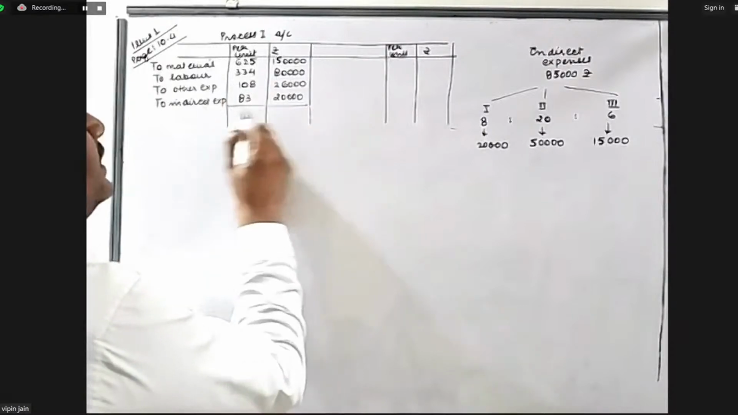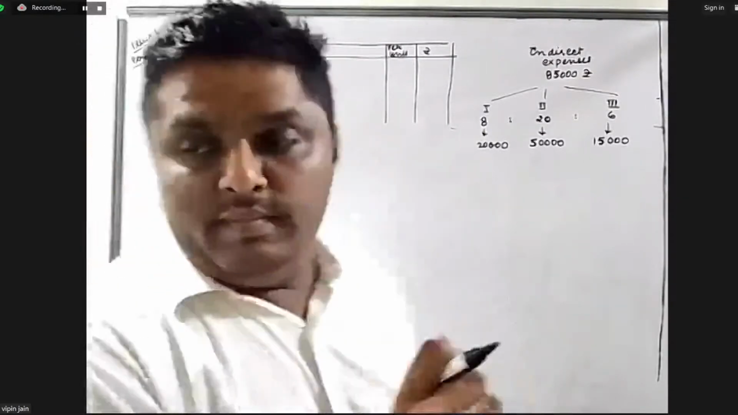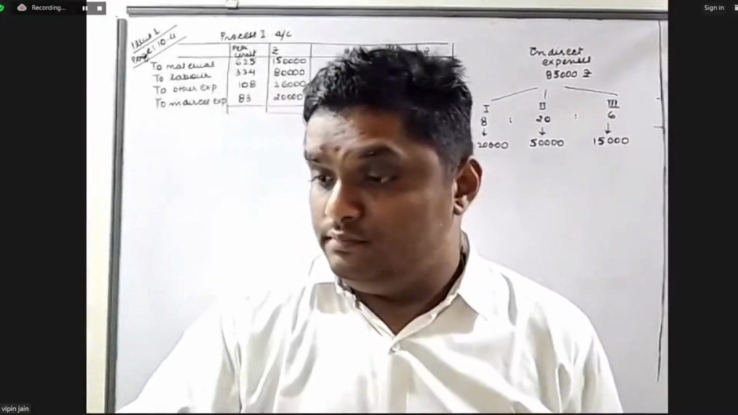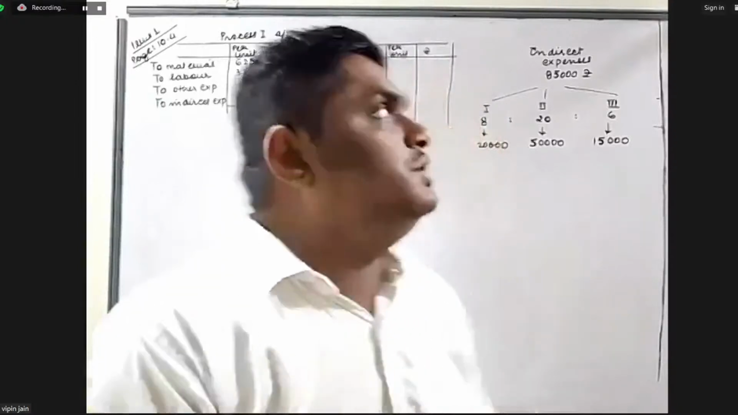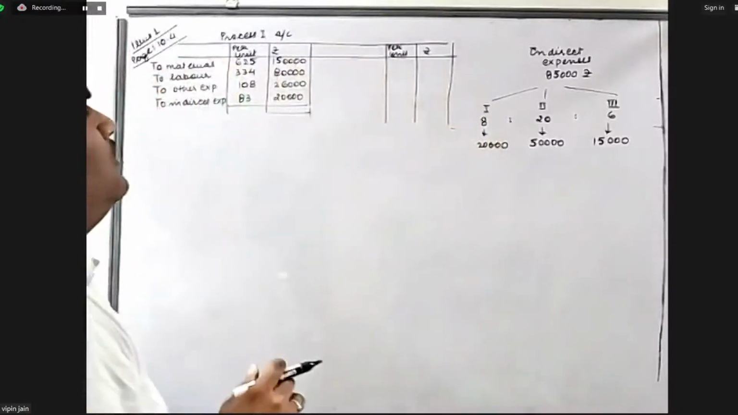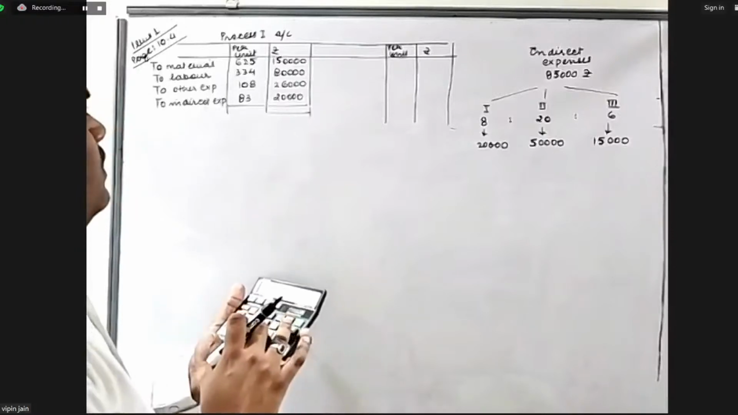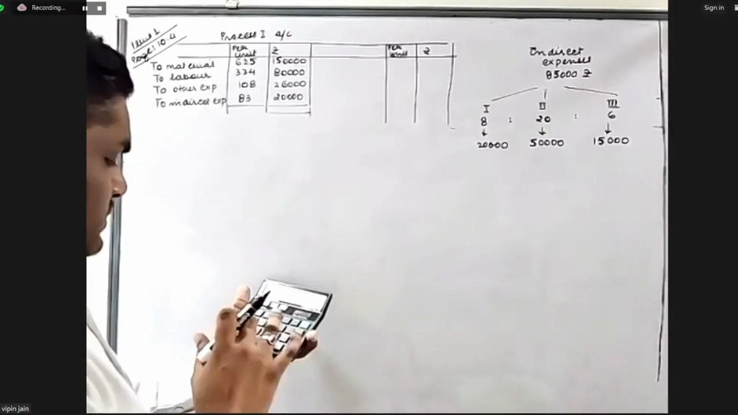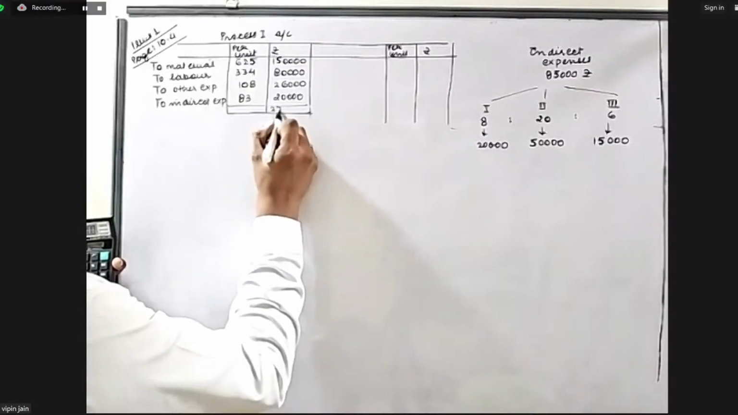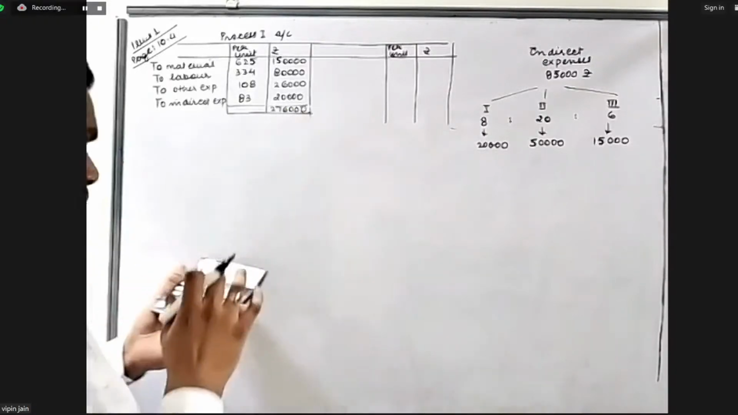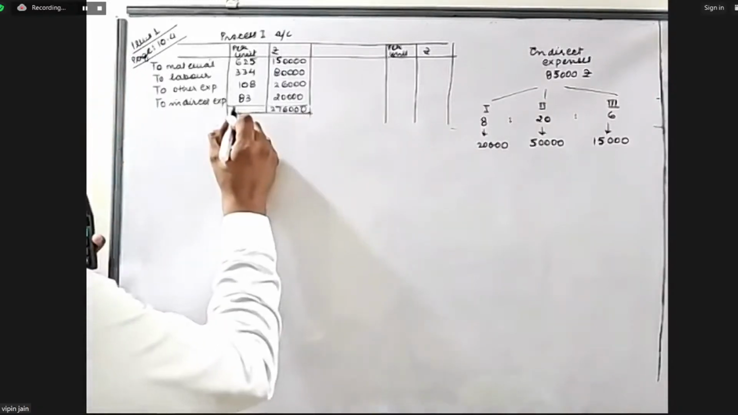So these are the costs that are associated to this process. So we can calculate the total cost, that is 1,50,000 plus 80,000 plus 26,000 plus 20,000. We'll get 2,76,000. And total per unit cost will be 1,150.